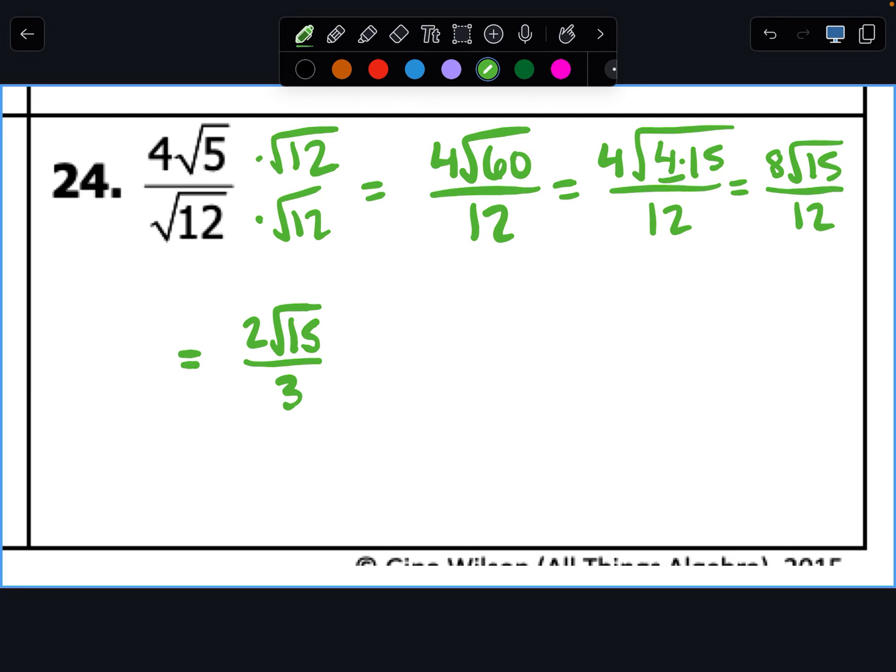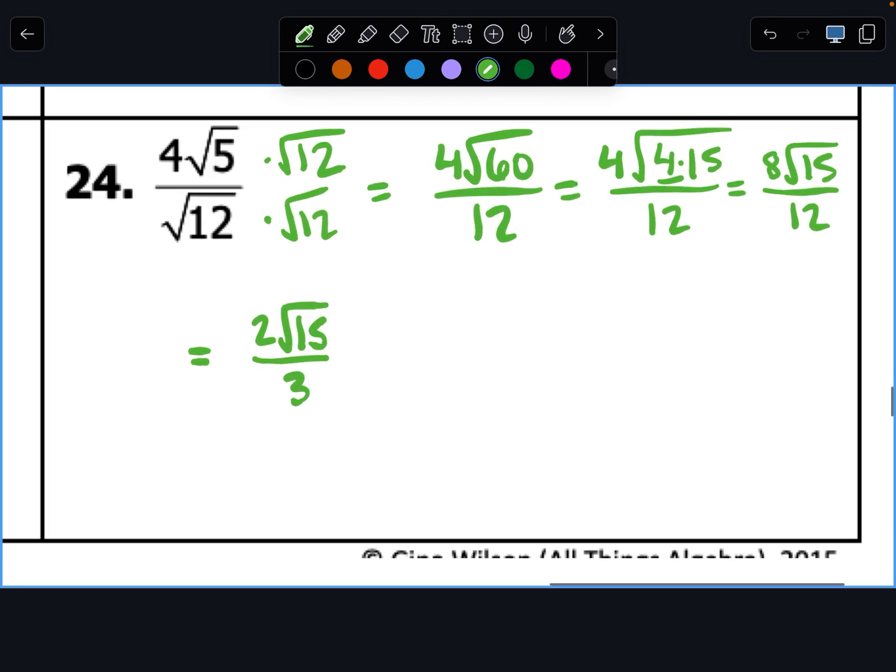Wait, how did you get to the 8 and 15 over 12? I square rooted the 4, I got 2. I put that 2 in the front and multiplied that with a 4. Okay, so that gives me 8. And then I simplify 8 over 12 by dividing top and bottom by 4. And I have 2 over 3.